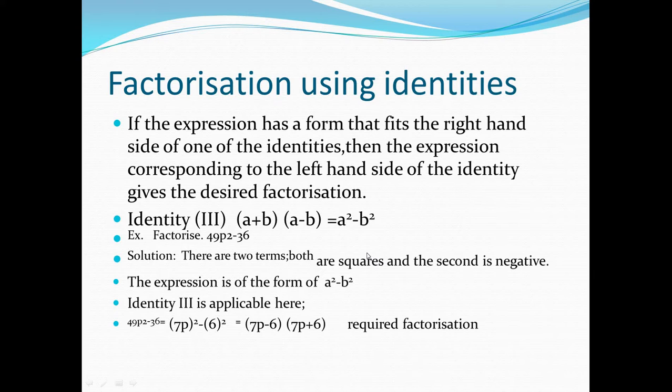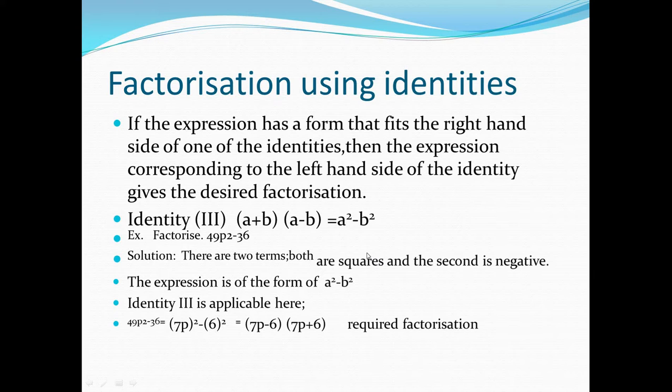Factorize 49p square minus 36. See, 49 is a square number, p is already square, and 36 is a square number. So, solution for this: there are two terms. Only two terms are given, so this expression will not fit the first two identities. Both the numbers are squares, that is the second condition. And the second term is negative. So, the expression is of the form a square minus b square. That fits identity number 3. So, we can use identity number 3 for this given expression.